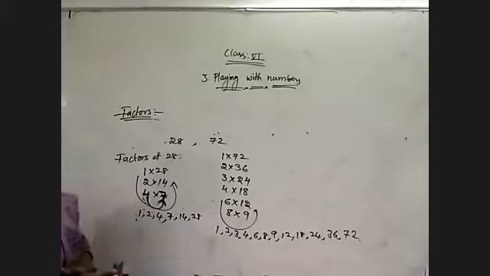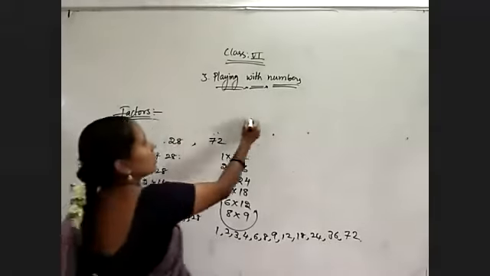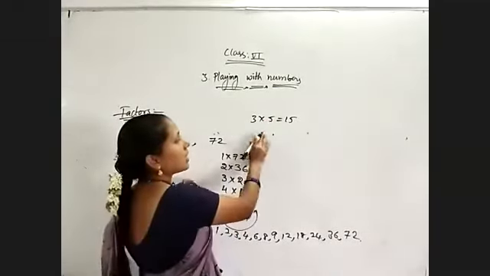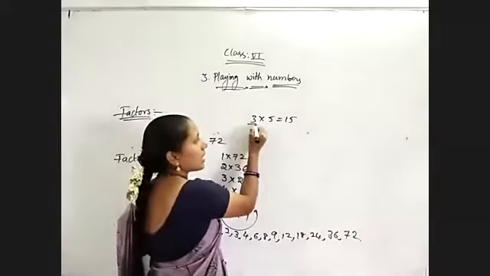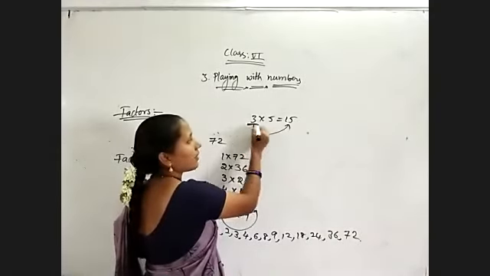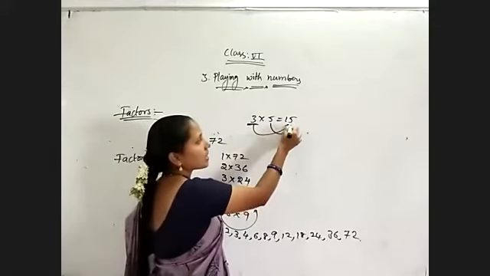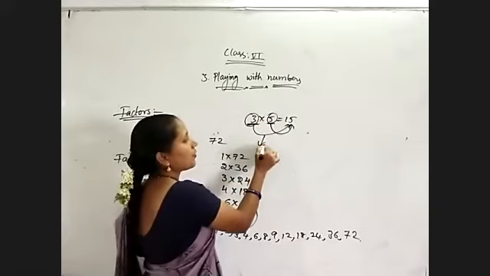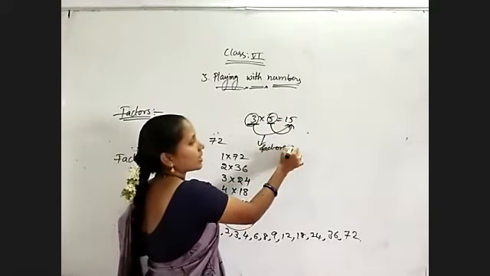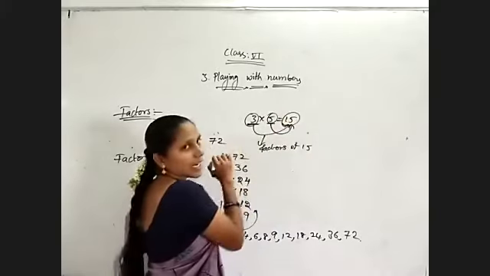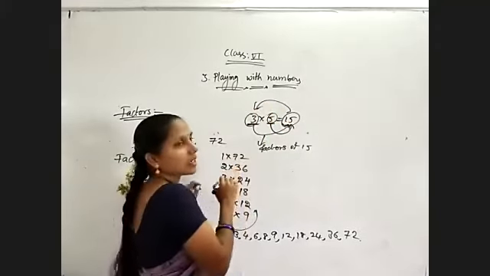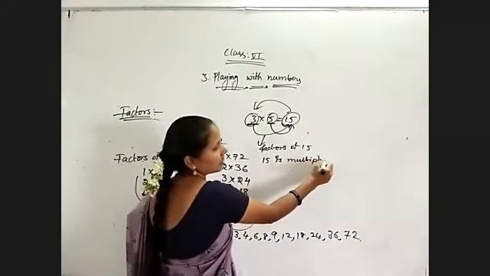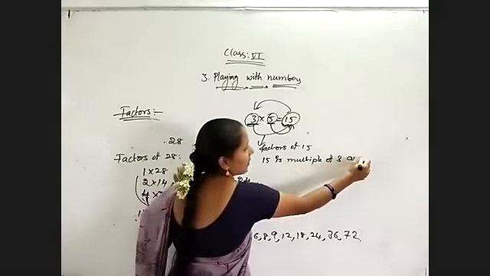Okay, and next, 3 fives are 15, I have written. Suppose in this case 3 is a factor of 15 because 3 divides 15 exactly, and 5 also divides 15 exactly. So 3 and 5 both are factors of 15. Whereas 15 is called a multiple of 3 and 5. 15 is a multiple of 3 as well as 5 also.